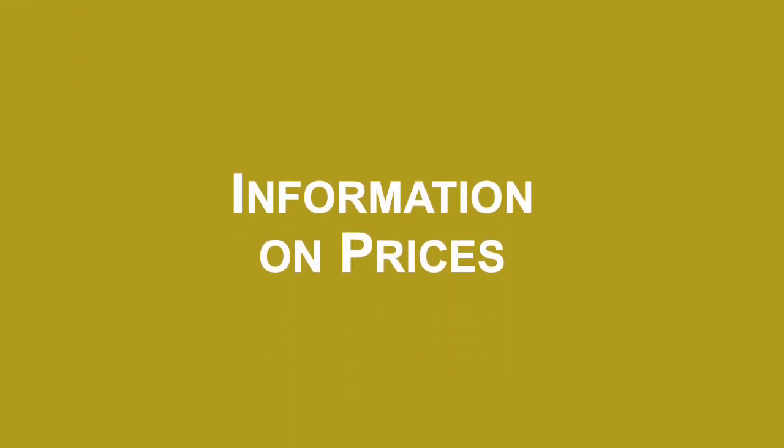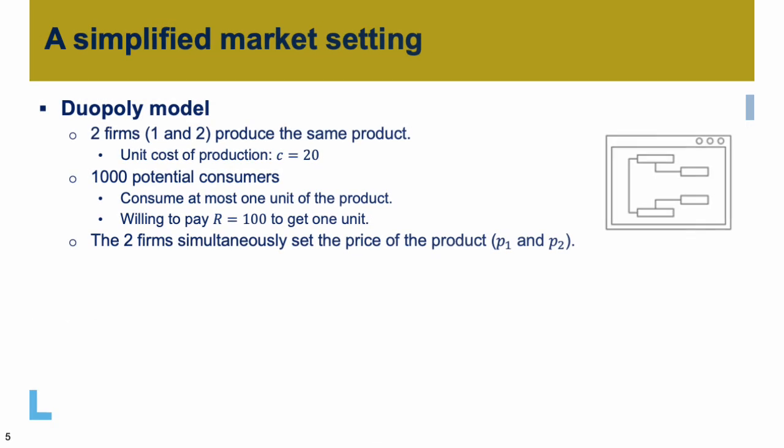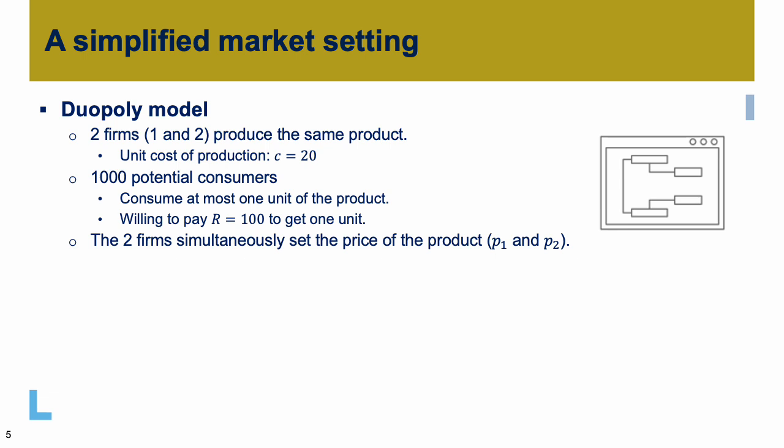This video is about the impact that information on prices has on the market structure. In the presentation, we follow a very simplified market setting. It's a duopoly. We've got two firms, call them 1 and 2. They produce exactly the same product at the same marginal cost, which we symbolize by the letter C and set equal to 20.